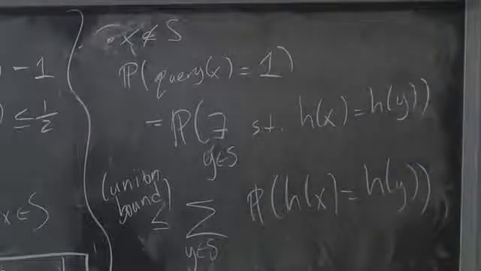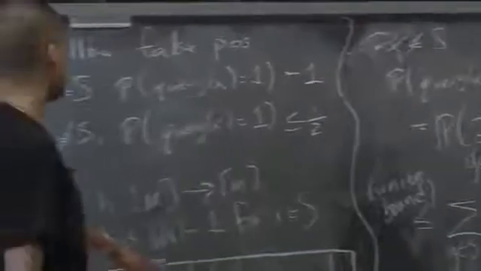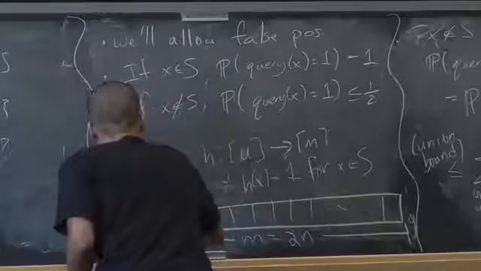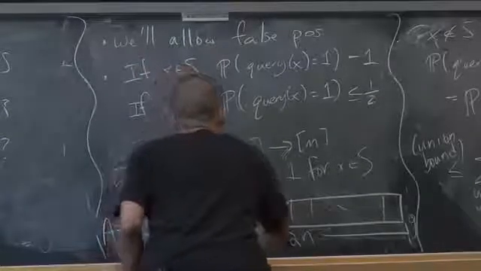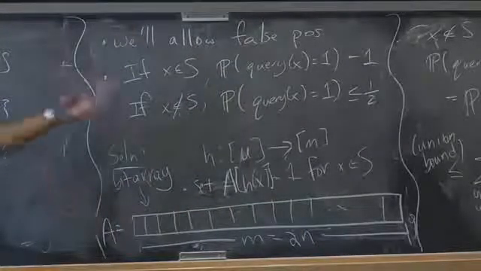Sorry, could the 2 bits be marked by 2 separate keys? You mean if 2 items both map to the same place? No, I was saying you need 2 bits to be set for the query to be 1, right? There's no such thing. This is the update algorithm: you just evaluate h of x and set a of h of x to 1, where let's say this array is a. And the query is you just output a of h of x.